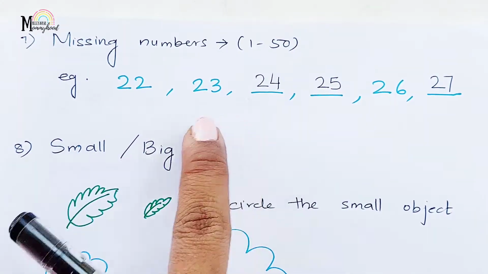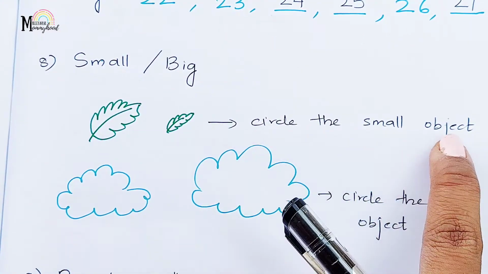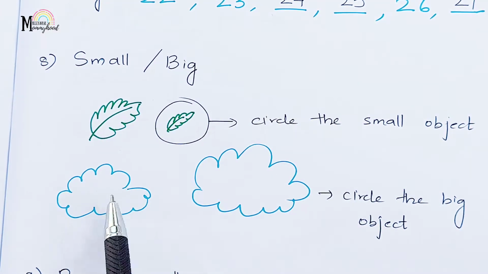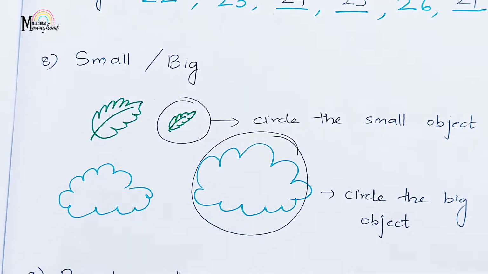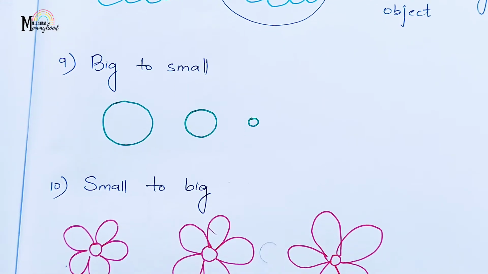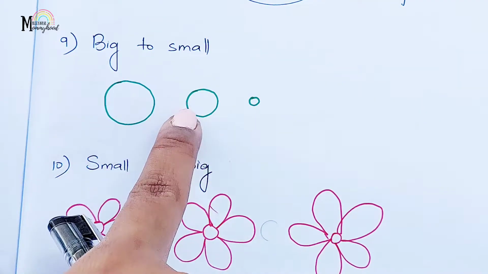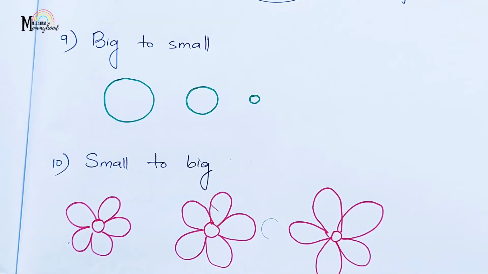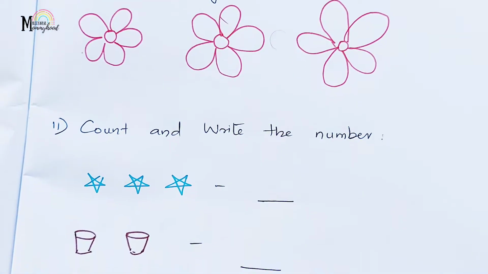The next concept is small and big, where two objects, pictures of the objects or the object directly in real life have to be compared and the child has to understand the difference in size and also the meaning of the words small and big. Next is big to small. It is a kind of seriation activity wherein the child has to sort or arrange objects from bigger to smaller size and then smaller to bigger size. This is an extension of the small and big concept.